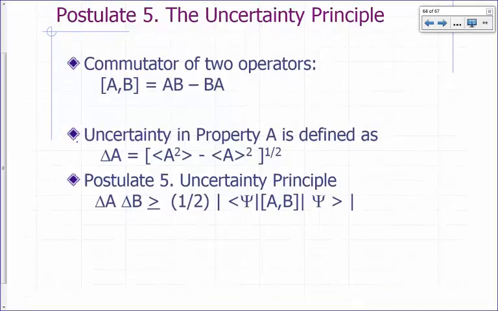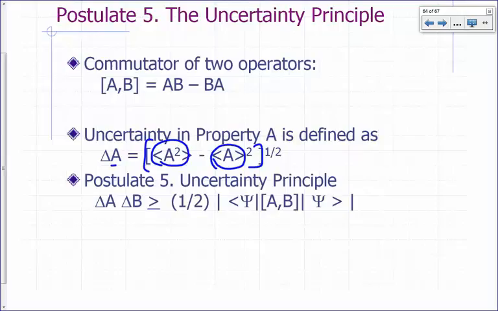The commutator gives us a way to express the uncertainty principle more precisely. Okay, so we can postulate now that if we've defined delta A as an uncertainty in property A, the way you define uncertainty is this expression right here. This is the square root of the expectation value of A squared minus the square of the expectation value of A.